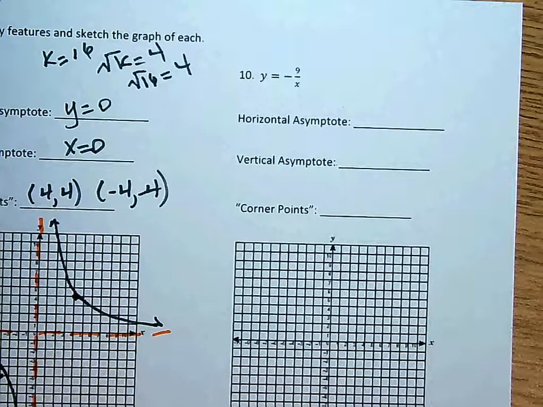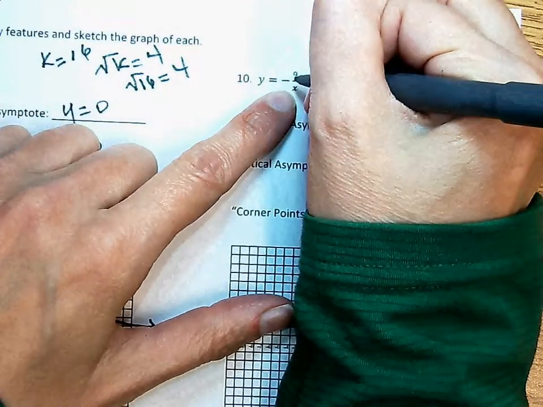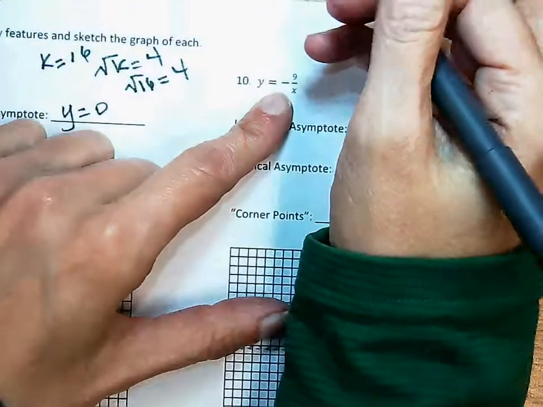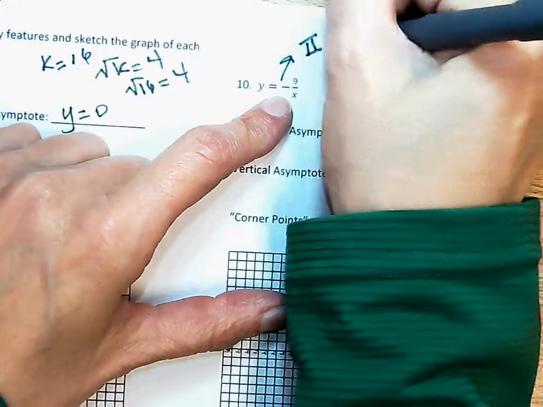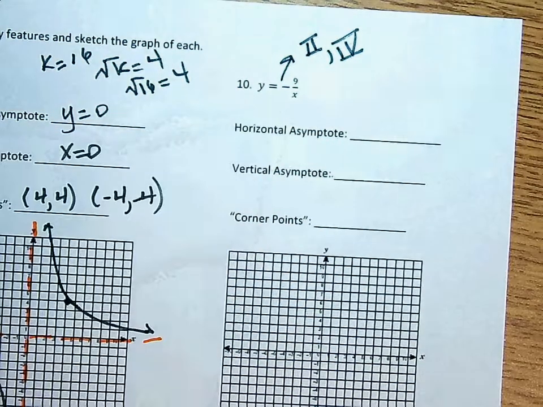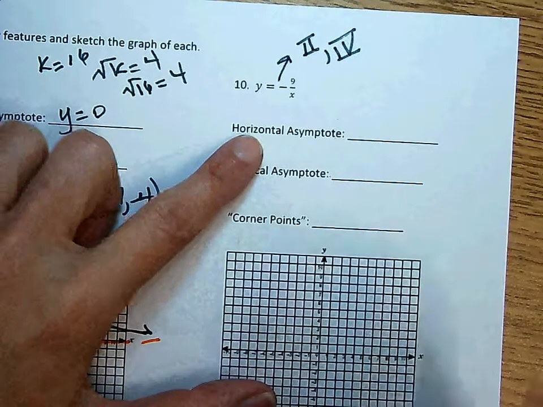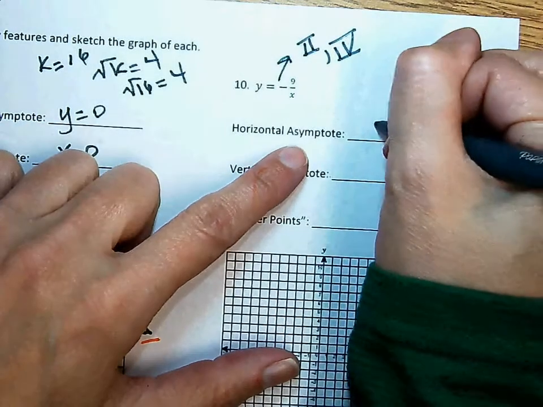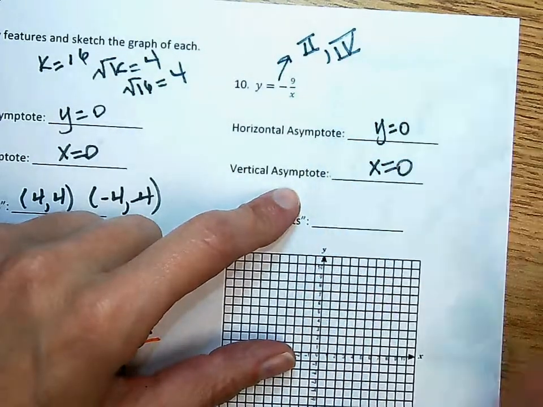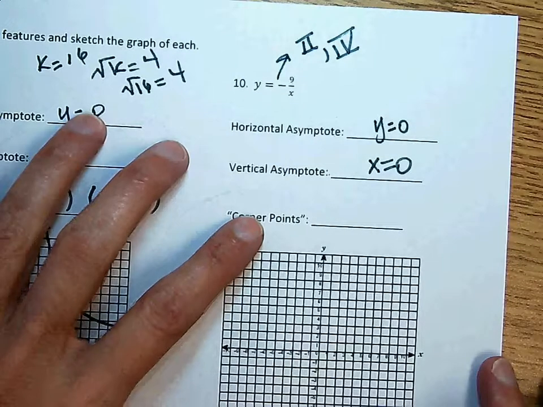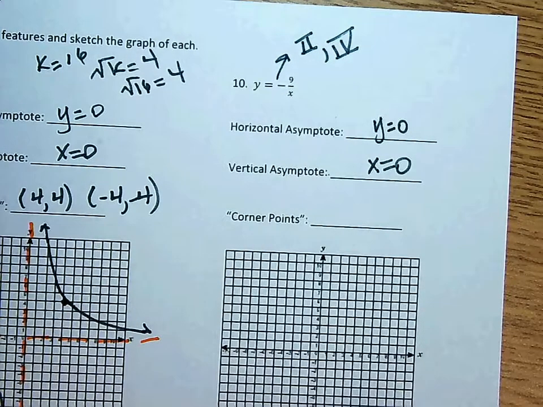Okay, so what does this negative do right here? It flips it. So it's going to put it in quadrant what? 2 and 4. So I noted that just so I don't put it in the incorrect quadrant. My horizontal asymptote, y equals 0. Same thing, vertical asymptote, x equals 0. Corner points. Oh, we got to be real careful now. Negative 3, then 3, negative 3, then negative 3.